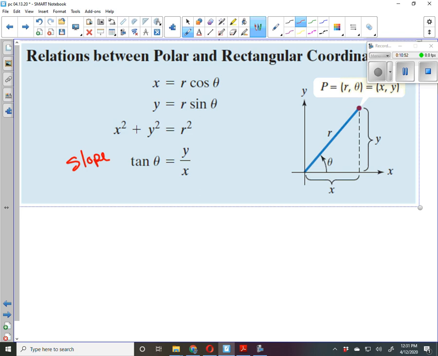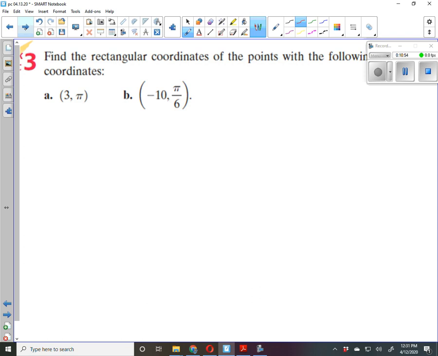All right. Find the rectangular coordinates of the points with the following. Consider the fact that we are converting to rectangular. That means we need to find x and y. So we have formulas that say x is equal to r cosine theta. Y is equal to r sine theta. And now plug those in and solve it. I'm going to stop the video and let you guys do that.